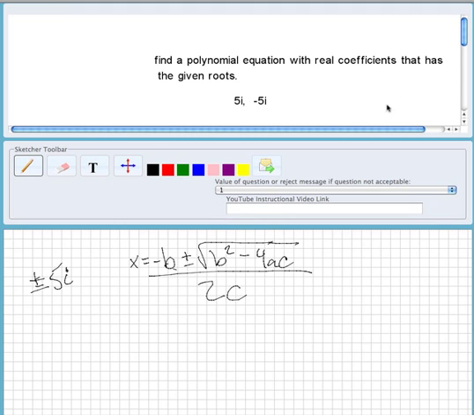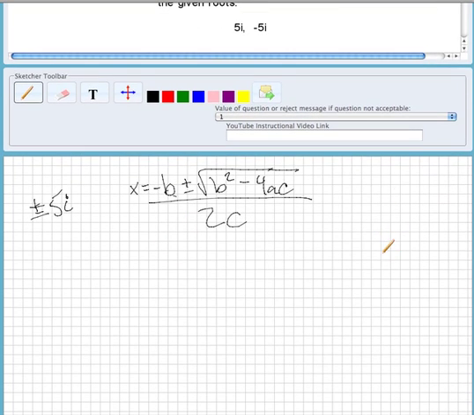So we have these roots of an equation that we're trying to find the coefficients for. And to do that, what we're going to do is plug it into the quadratic equation and work backwards. So the quadratic equation, I wrote it out right here. We're going to plug plus or minus 5i in for x and then solve for these coefficients a, b, and c.